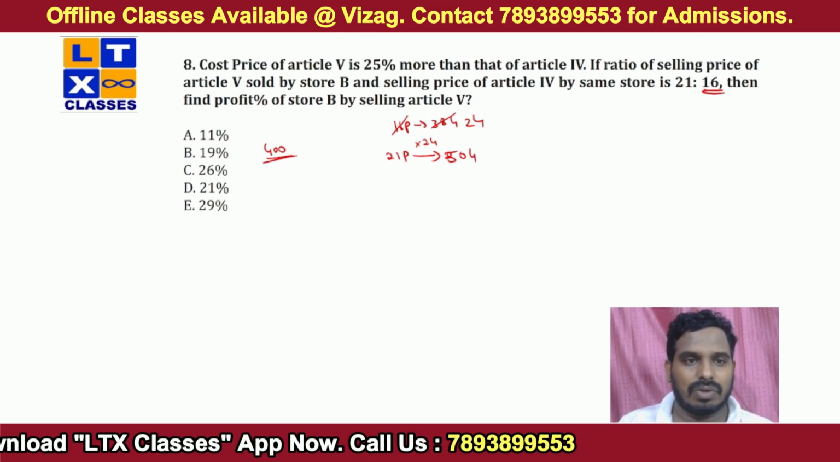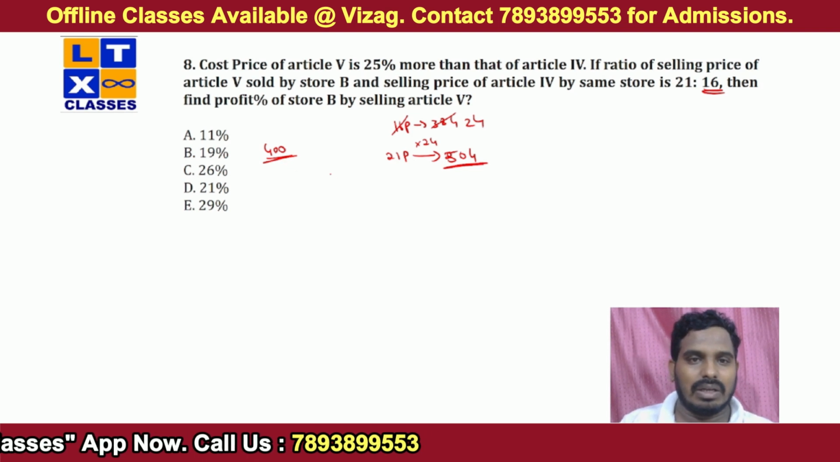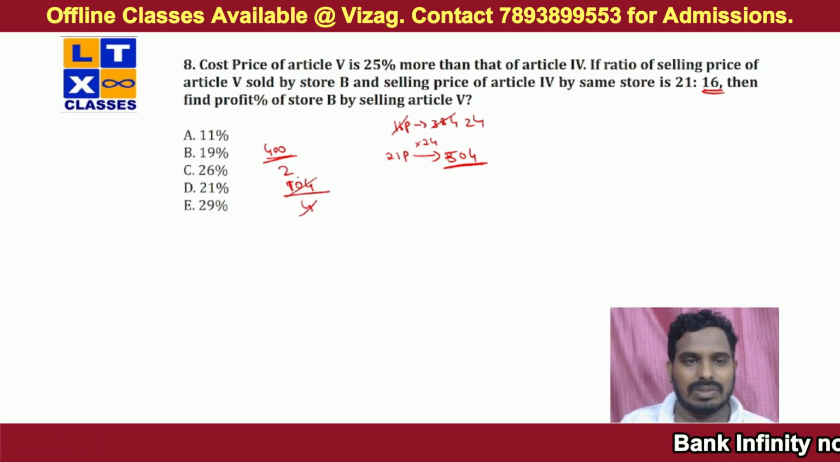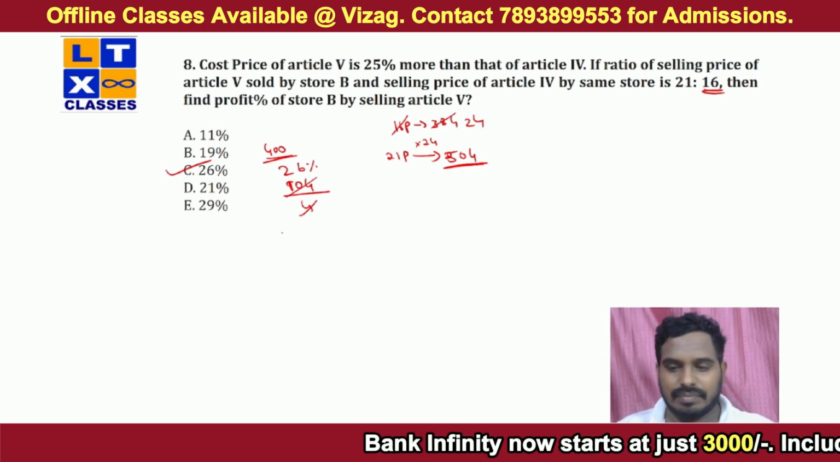See, my cost price is 400 and my selling price is 504. Definitely my profit would be 104 out of 400 into 100, which is 4. 4 2s are 8, 24, 4 6 24. So my answer is 26%.